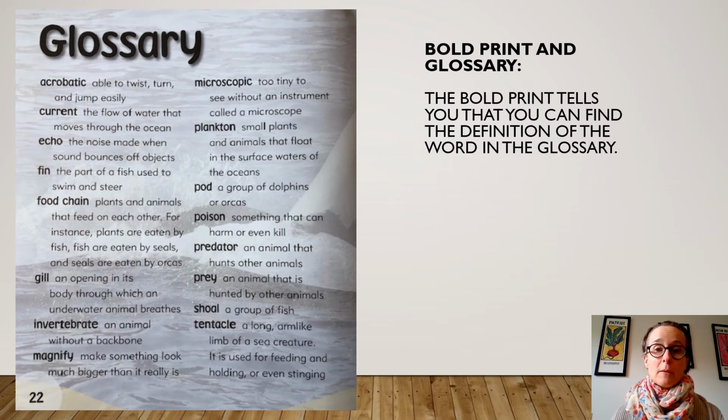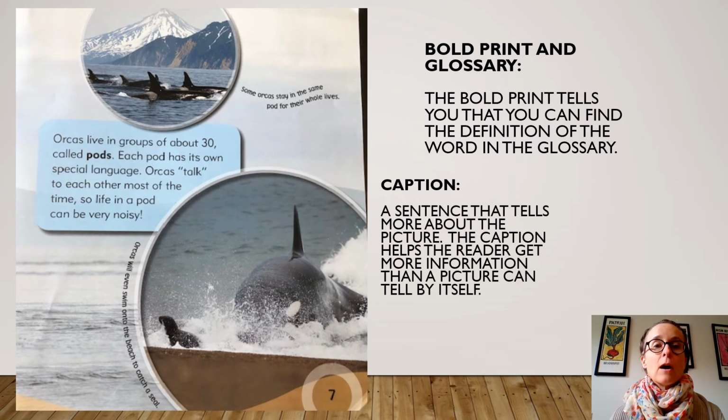In this part, it's going to be about orcas. Watch as I back up and read that sentence with that definition in my mind now. Orcas live in groups of about 30 called pods. Now I know that that's that group of orcas. Each pod has its own special language. Orcas talk to each other most of the time, so life in a pod can be pretty noisy. Notice I'm not going to turn the page yet because I have some captions. Some orcas stay in the same pod for their whole lives. So I know that they stay with the same group of orcas their entire life.